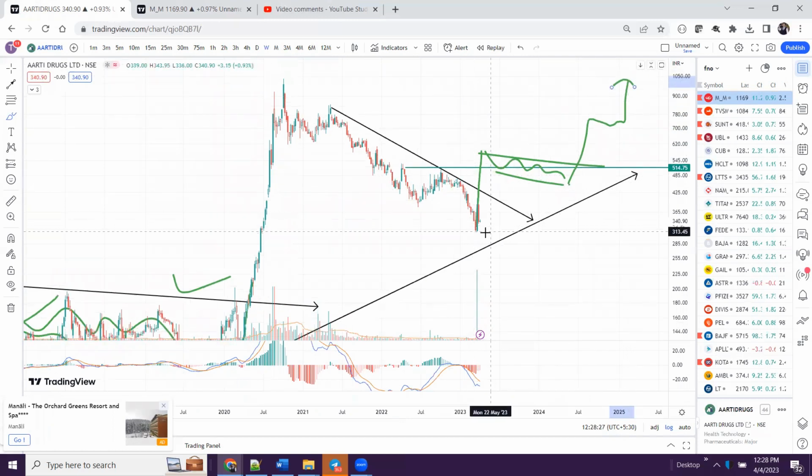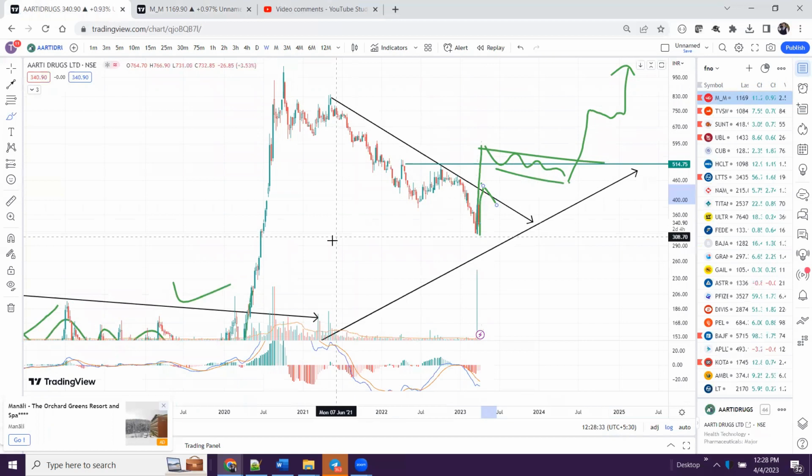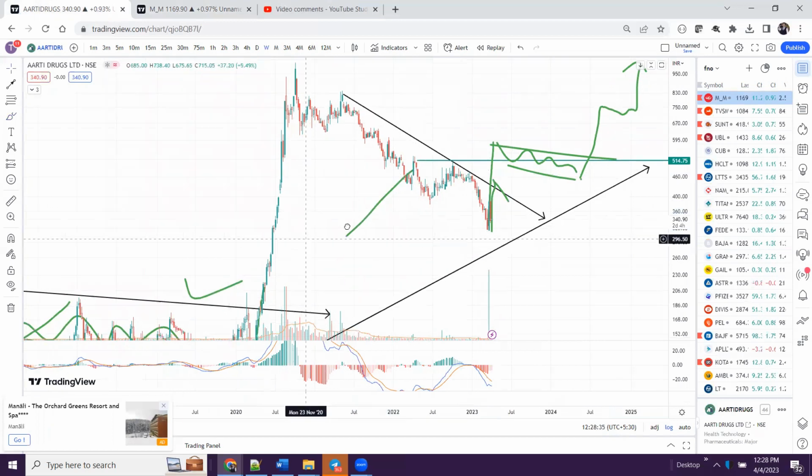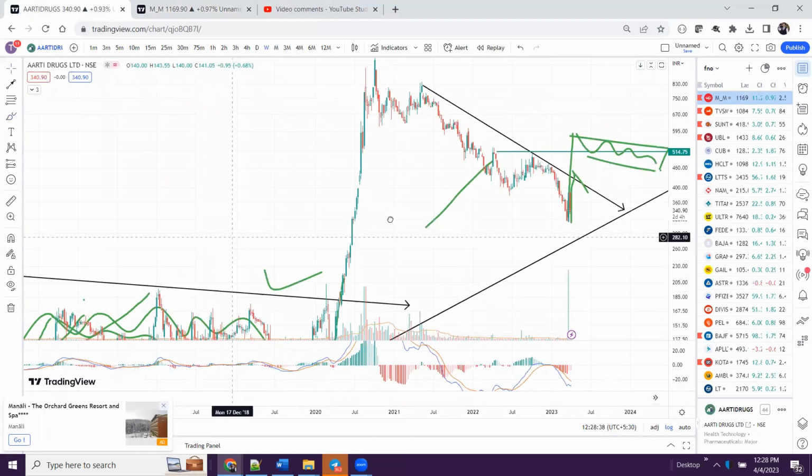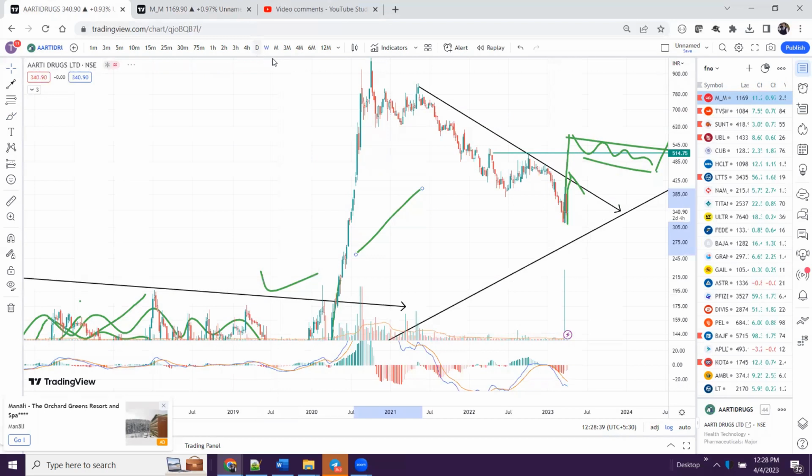Otherwise, if you get a structure that is very slow, you can still get a three-wave move upside in this. Now let me show what that will look like. For that, let us go to the daily chart of this stock.